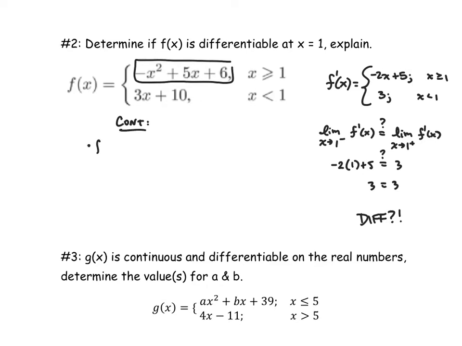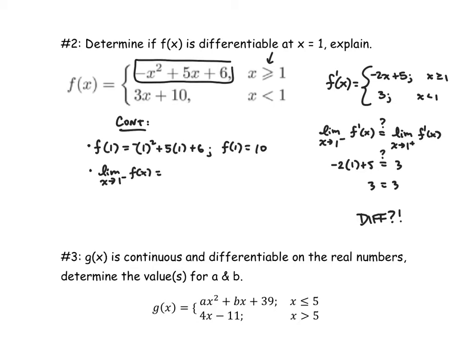So first thing, does f at 1 exist? Well, f at 1, seeing that this would include x equals 1, would be negative 1 squared plus 5 times 1 plus 6. So f at 1 is equal to, oh boy, let's see, what would that be? 11, that'd be 10. Okay. Now we have to do the limit as x approaches 1 from the left of f of x, and we actually just did that by evaluating.